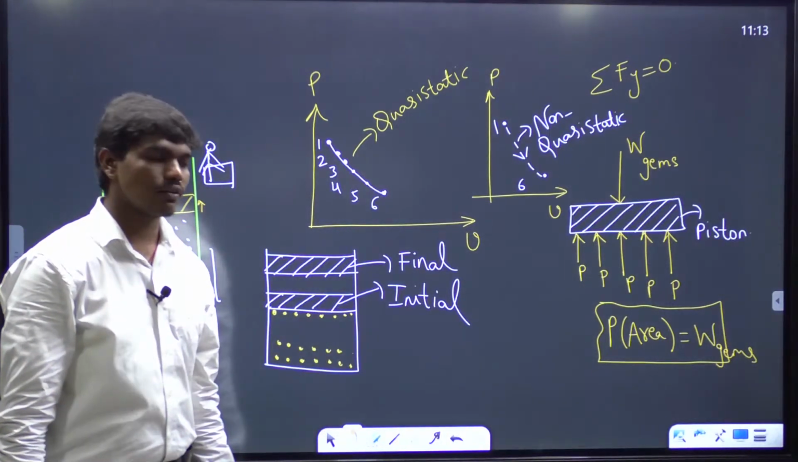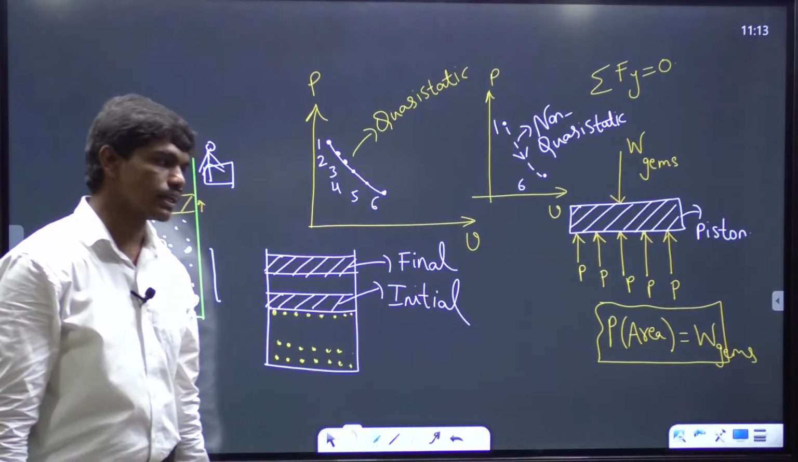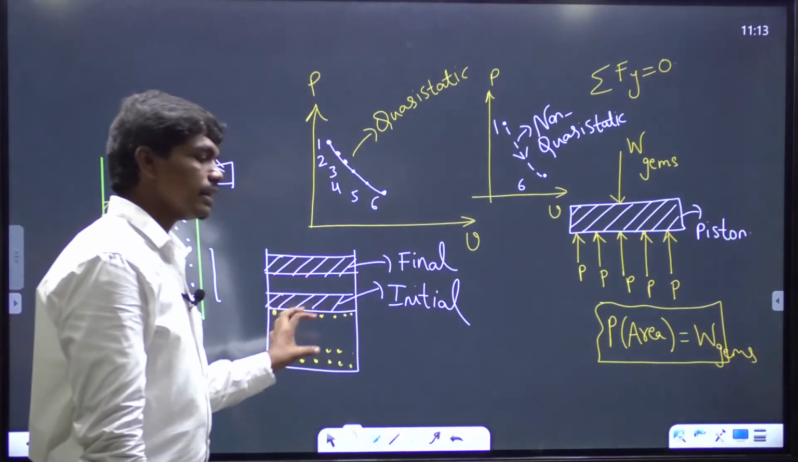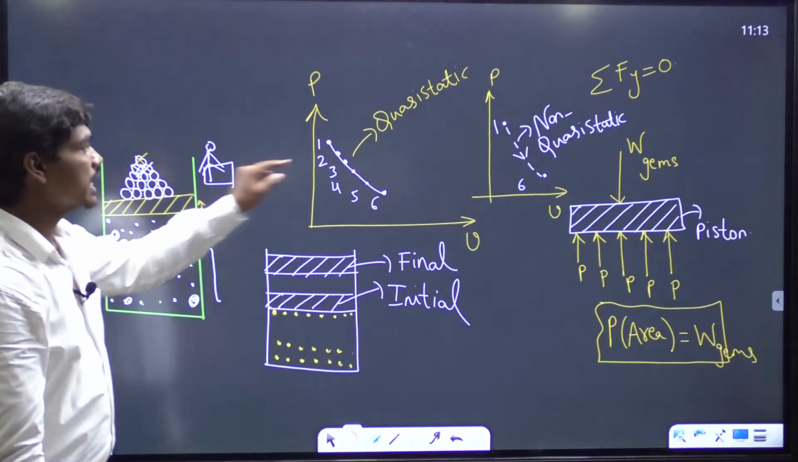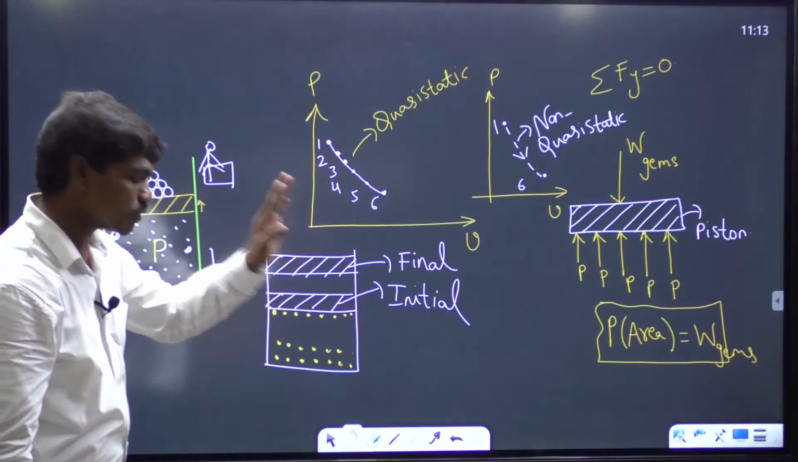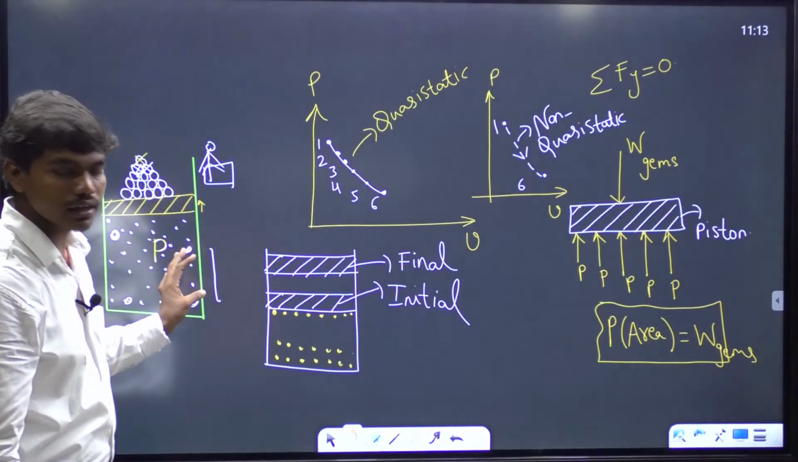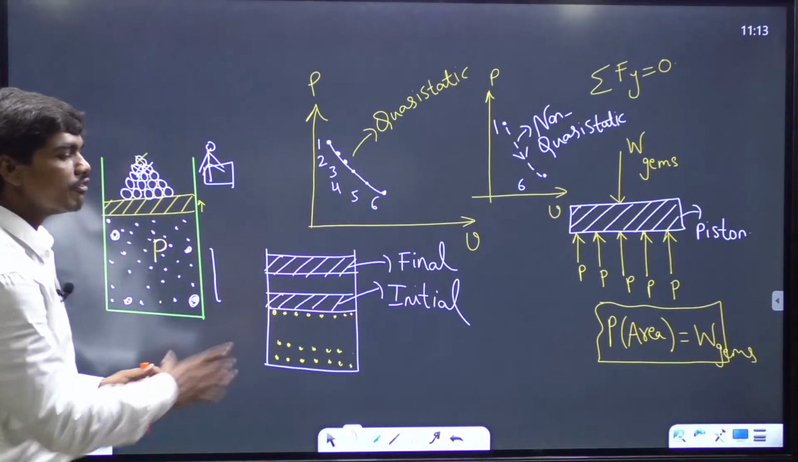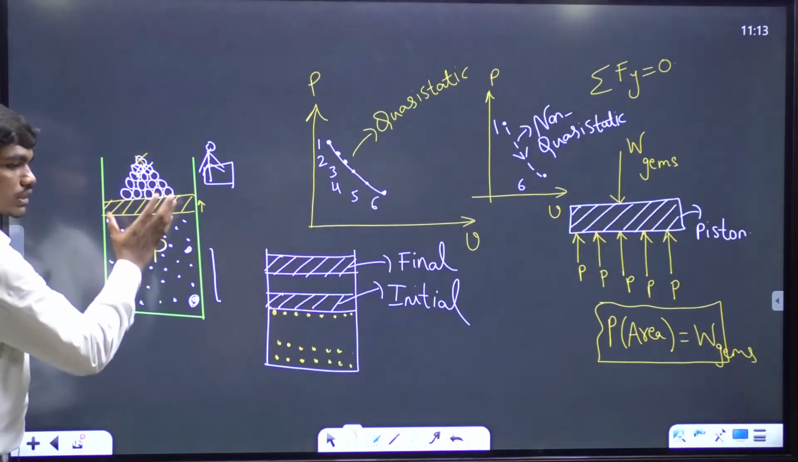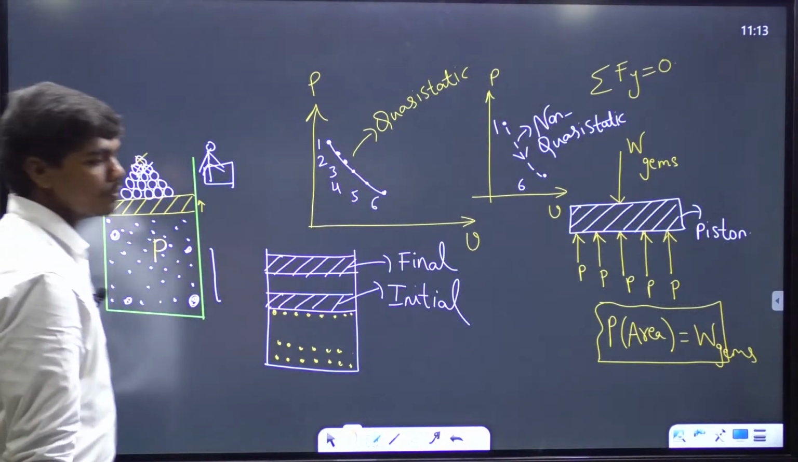Clear so far? Now I will give you some time to take the notes, so please take it. Did you all understand why there should be uniformity in the intensive properties? Because if I want to plot a pressure P here, then definitely that P should be the same throughout the cylinder at every point. And that happens only if you give enough time for the molecules to settle, and that happens only in case of a quasi-static process. Clear to all of you?